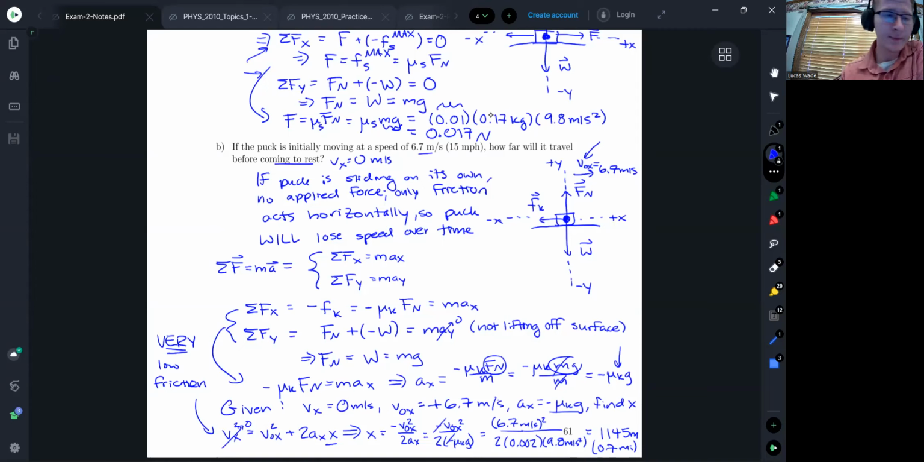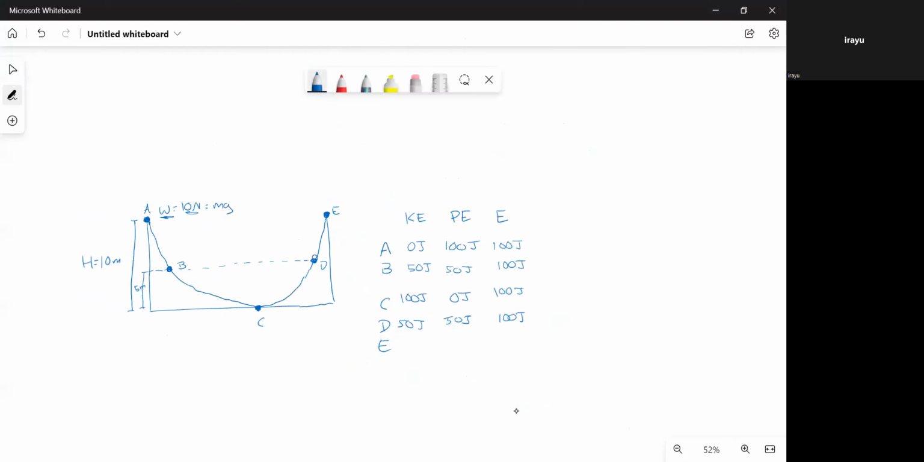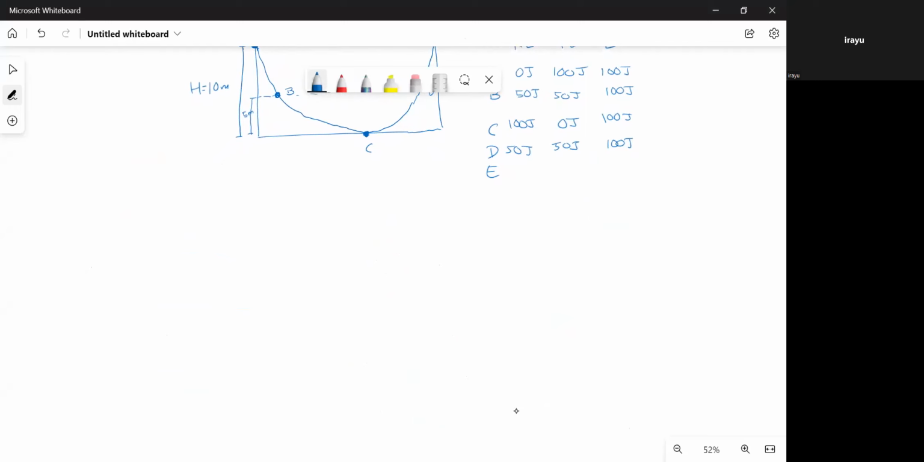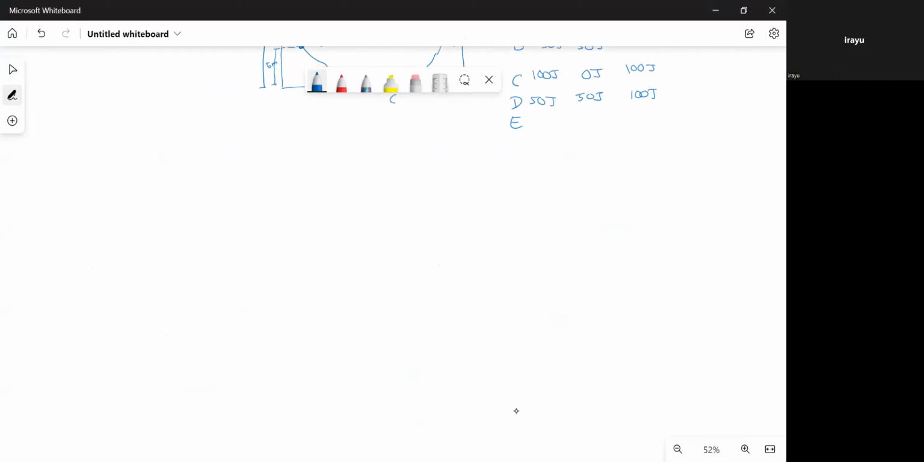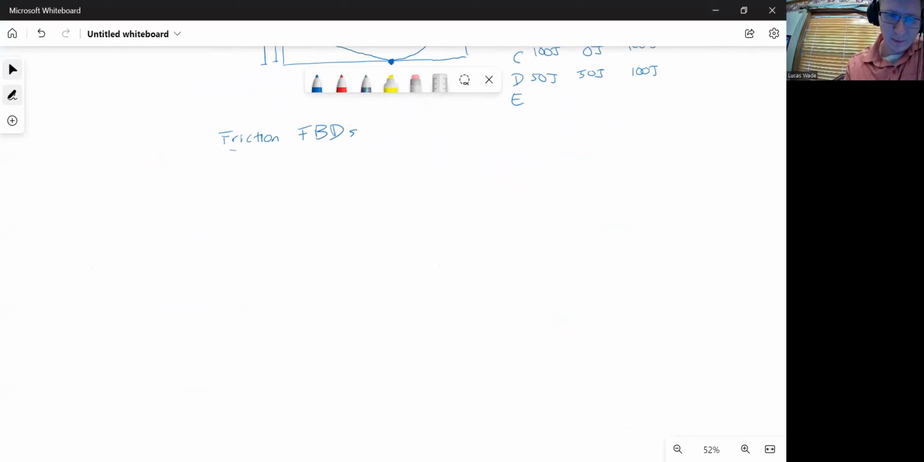on an incline. Can you please draw these 3 states when the body is on the top of the ramp and the bottom, and when it's flat? Okay, so we've got. Thank you. Friction, free body diagrams.